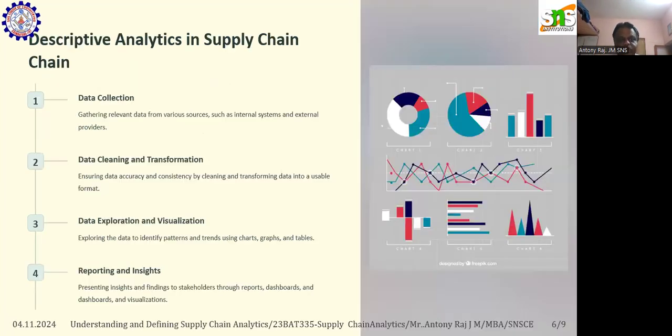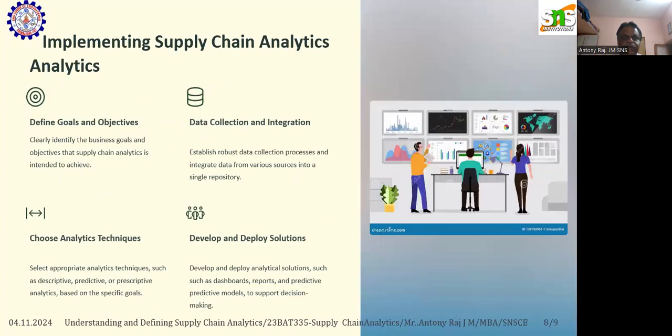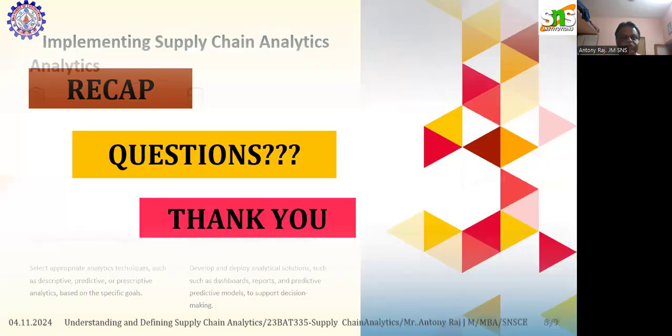Descriptive analytics is a very important area in supply chain, where we do data collection, data cleaning and transformation, data exploration and visualization, and reporting and insight. And these are some of the areas of predictive analytics in supply chain, where we forecast demand, optimize inventory levels, identify potential risks, and plan for disruptions. And these are the four steps when employing supply chain analytics: define the goals and objectives, data collection and integration, choose the analytical technique, and develop and deploy solutions.